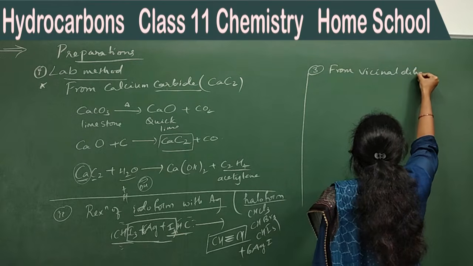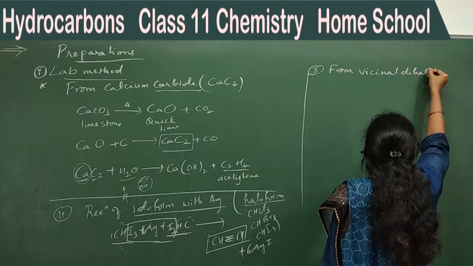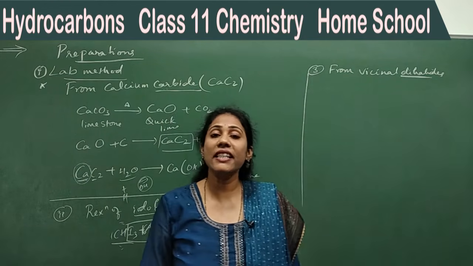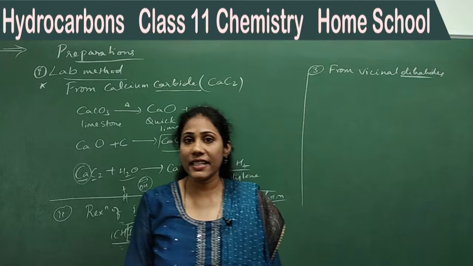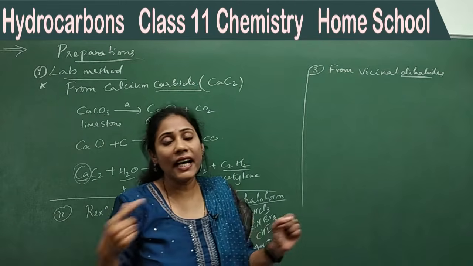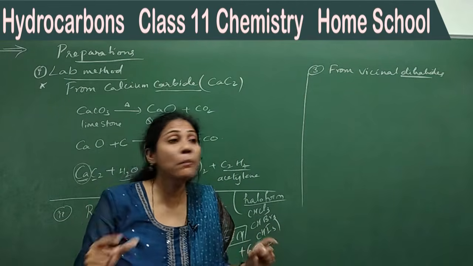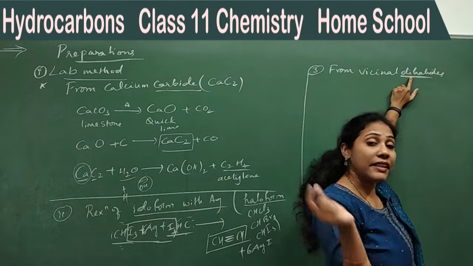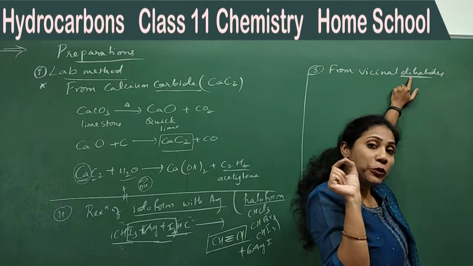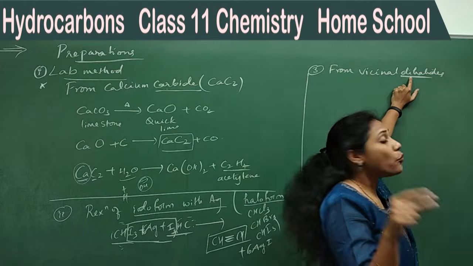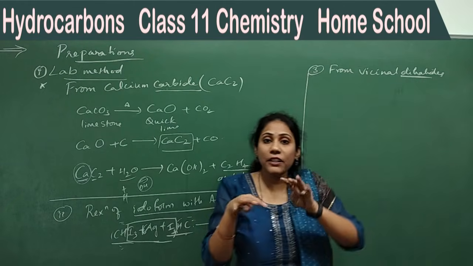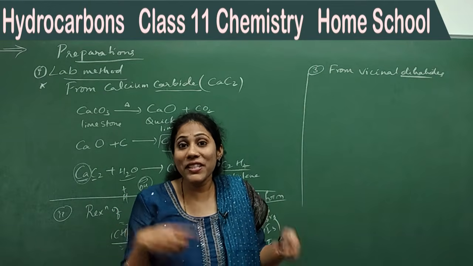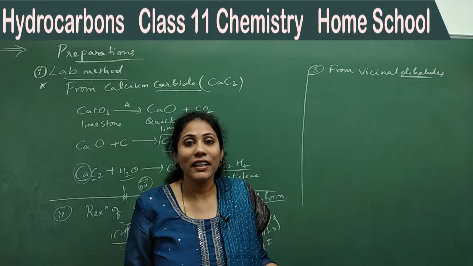Vicinal dihalides. In my previous videos I told you about vicinal dihalides and geminal dihalides, isn't it? Vicinal dihalides, in the sense, in a molecule you have 2 halogens. Dihalides, the name itself tells you, you have 2 halogen atoms. And where are they present? They are present on adjacent carbon atoms, side by side carbon atoms. Vicinal means adjacent. Clear?